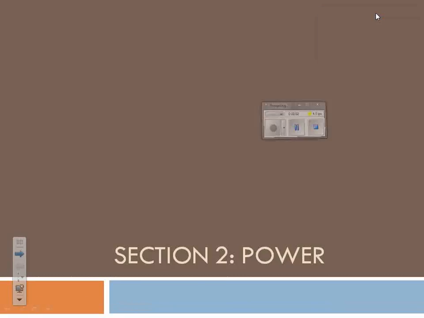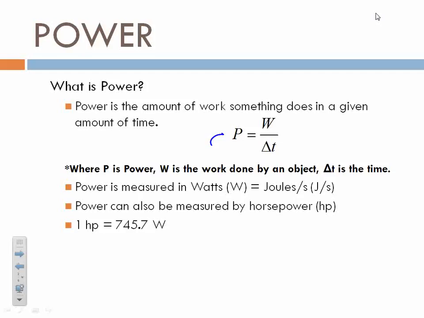Hello everyone. Alright, we're going to do section 2 on power now. If you think about power, probably what's coming to your mind is what comes out of an outlet. What comes out of an outlet is actually electrical current, and electrical current can do a lot of things, including work. That's really what we're measuring when we're measuring power.